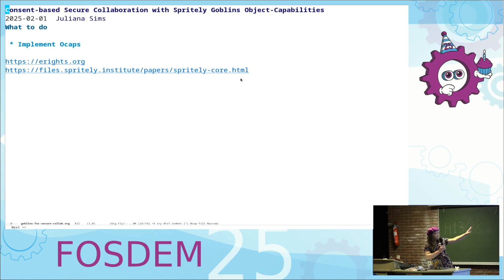So these links are kind of the literature on OCaps. eWrites.org is preserving the knowledge of the E programming language, which was the first sort of full modern OCaps programming language.